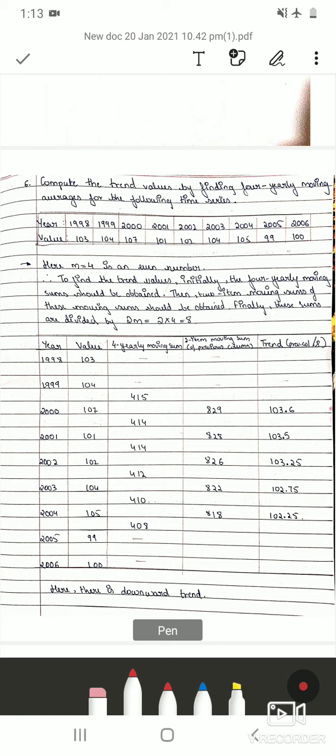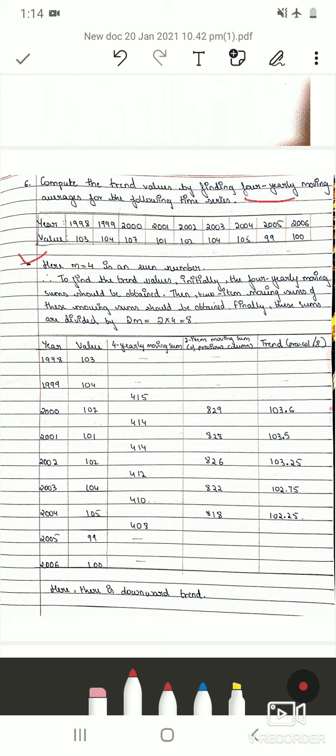So here the data is year and the value is given. The year is from 1998 to 2006. The corresponding values are 103, 104 up to 100. So here m is 4, that is, they have asked for 4 yearly moving averages. So 4 is an even number.